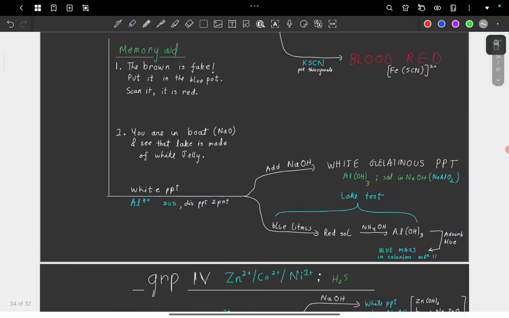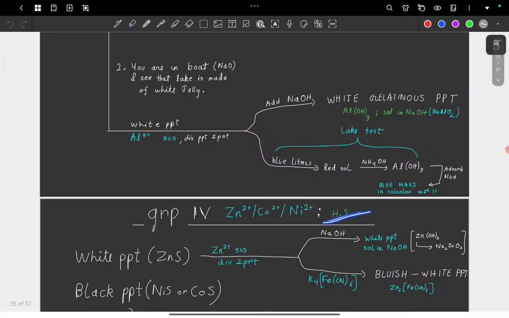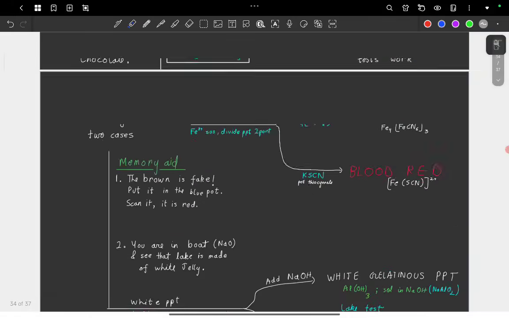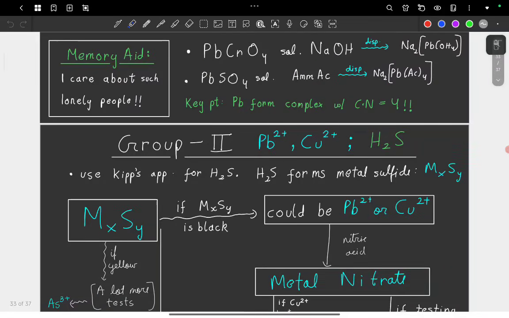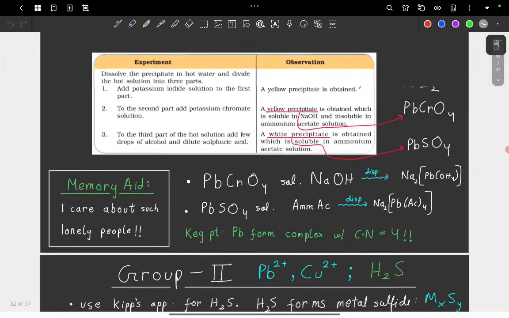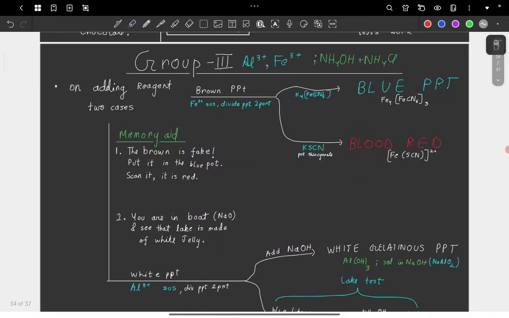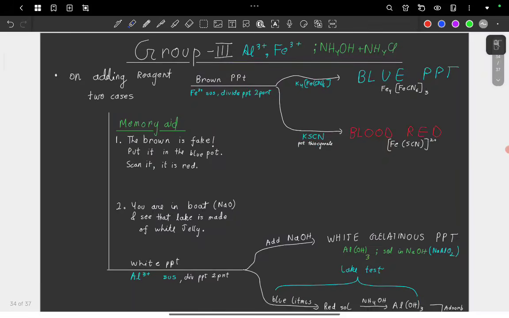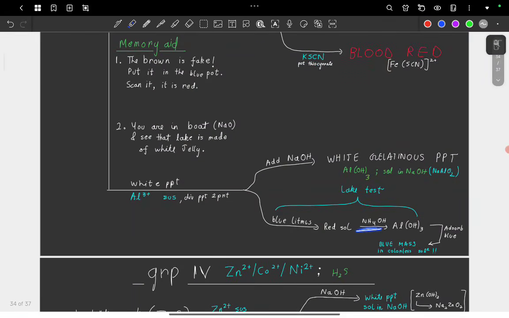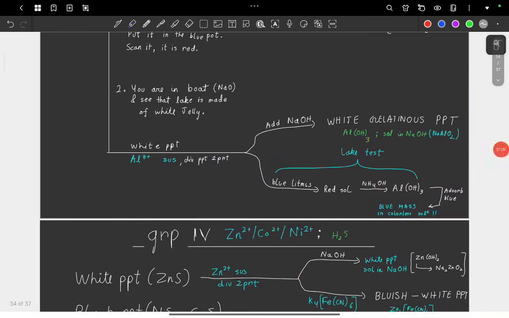Now on this very solution, we are adding H2S. H2S again, what's the difference? Well, in group 2, it was acidic H2S because it was added on an acid. But near the end of the third group test, we added NH4OH to make the solution alkaline. And now the solution has alkaline character.